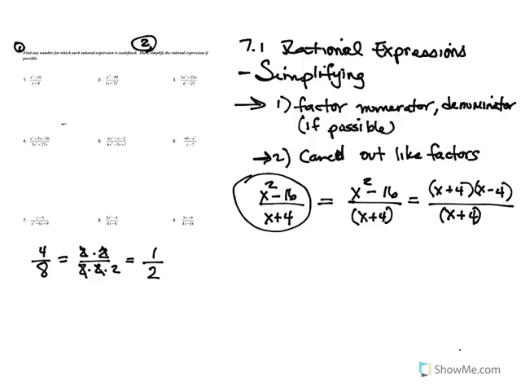So when we look at this, x plus 4 and x plus 4 would cancel each other out. All that's left is x minus 4 over 1, essentially, which is just x minus 4. Okay? And that's it. That is how we simplify rational expressions. Simplifying rational expressions is just factoring where you can factor, and then canceling out like factors. And that's it.